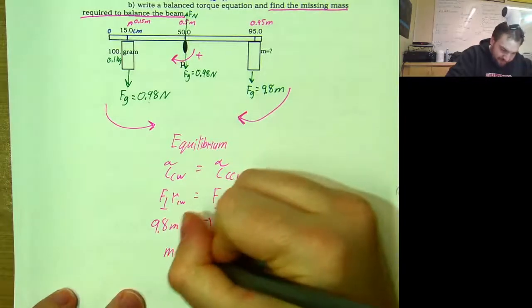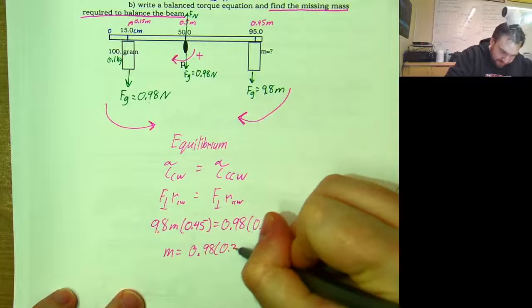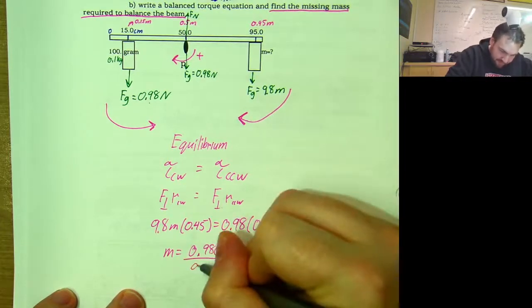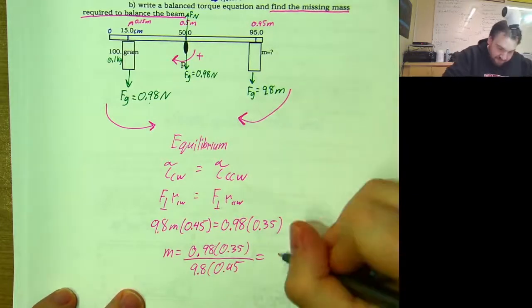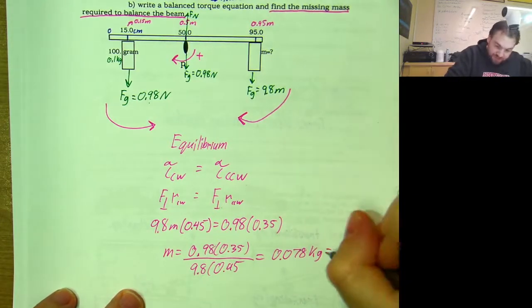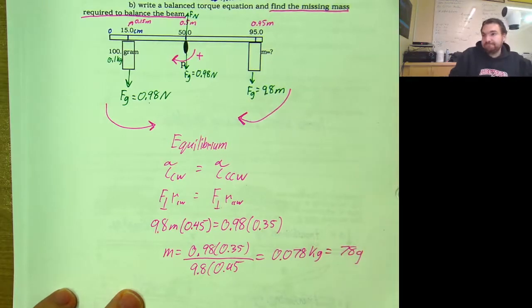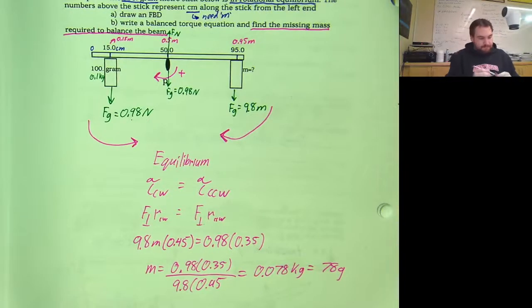So now we can go through and solve this thing for m. So m is going to equal 0.98 times 0.35 divided by 9.8 times 0.45, which is going to give us a mass of 0.078 kilograms, which is 78 grams. And we're done. That's it. Relatively straightforward, I think.